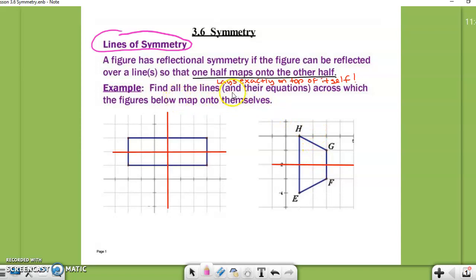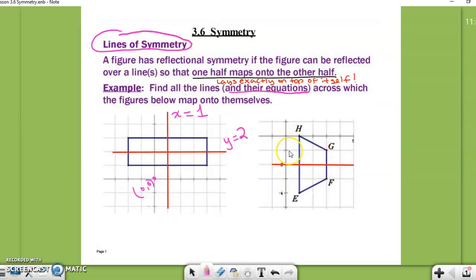So now it says find all the lines and their equations across which the figures map to themselves. Well, this one is a vertical line, and we should remember from last unit that always means x equals a number. So if this is my origin, this is 1, so this is going to be x equals 1. Our horizontal line is going to be a y equals a number. Again, 1, 2, y equals 2.